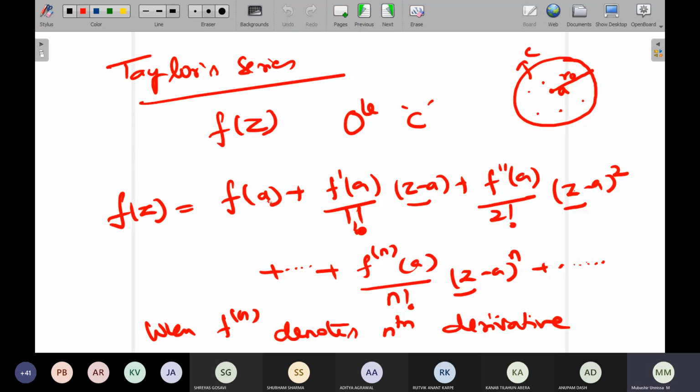When you see this Taylor series, you can see all are positive powers: 1, 2, 3, and so on. There is nothing like z minus a whole power minus 1, z minus a whole power minus 2. That is, 1 by z minus a, 1 by z minus a the whole square, 1 by z minus a the whole cube is not there. So to handle even that, the Laurent series expansion was used.